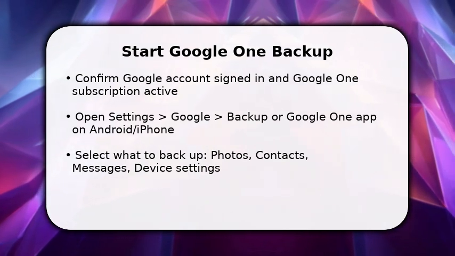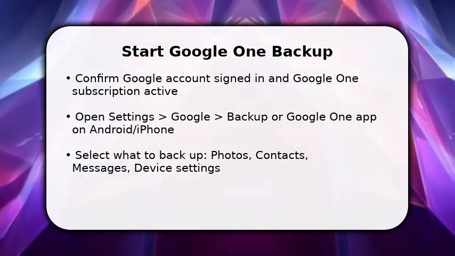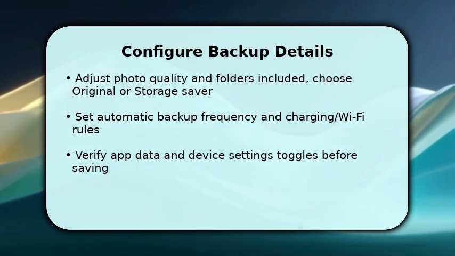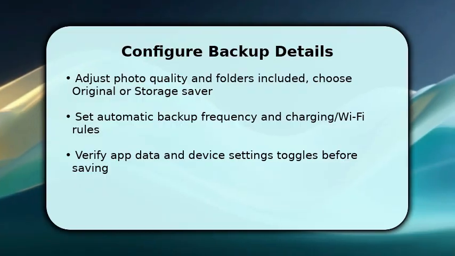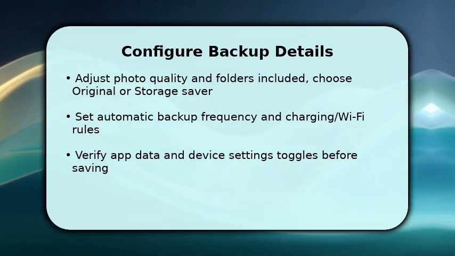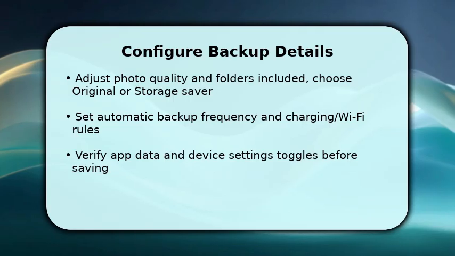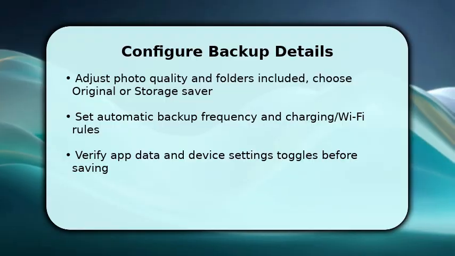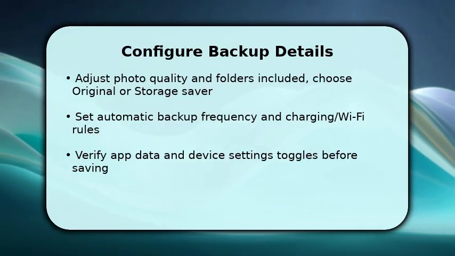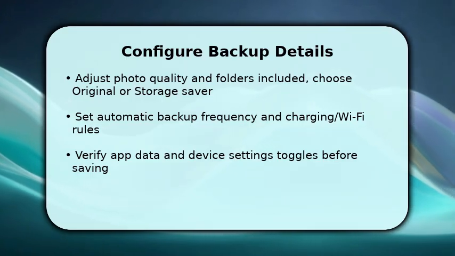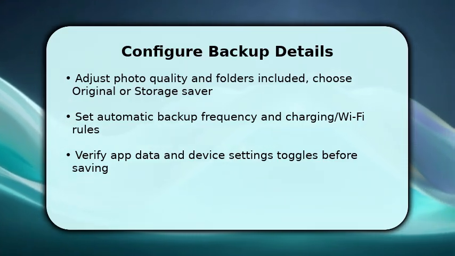Next, you configure details to balance quality and space. Select Original for full resolution or Storage Saver to save GBs. Once you pick photo quality, include specific folders and apps you want backed up. This prevents redundant files. Make sure automatic backup frequency is enabled and restrict uploads to Wi-Fi or while charging if you prefer. These rules prevent battery drain and surprise data use. Finally, verify app data and device settings toggles.